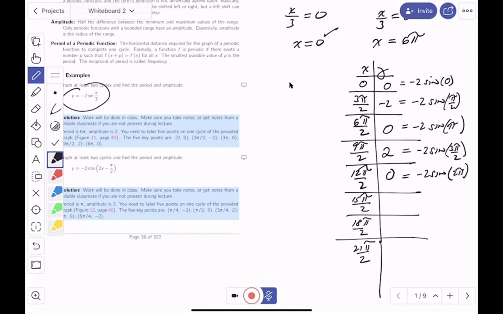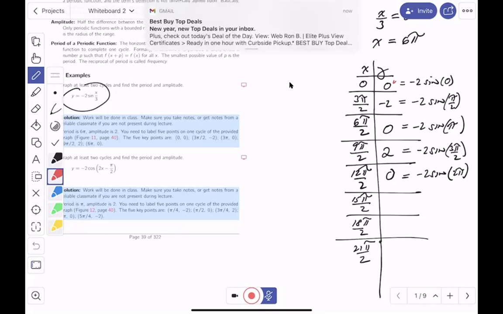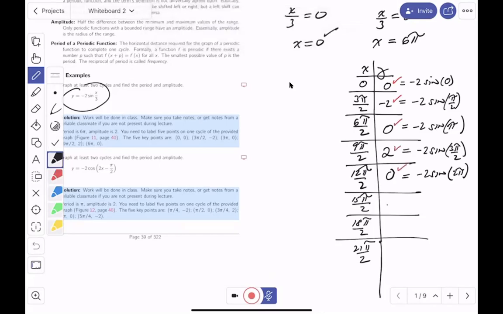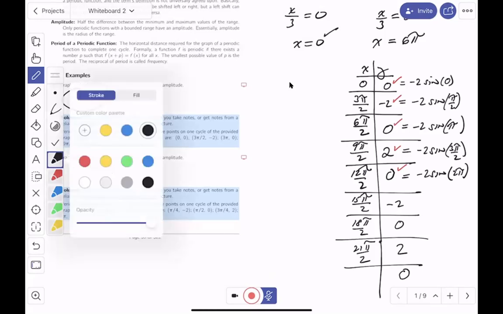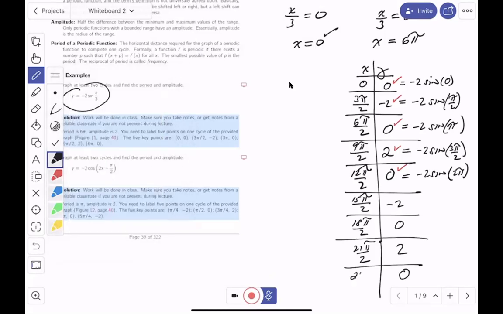Now, I'm seeing the pattern over and over again: 0, minus 2, 0, 2, 0. Well, let's continue. Minus 2, 0, 2, and then 0. Again, I'm going to see the same pattern over again: 0, minus 2, 0, 2, 0. All right, let's put another point down. I get 3 pi over 2, right? So it's going to be what? 24 pi over 2. I want to get my eraser out. And I got my table down. I'm going to erase all this business over here.